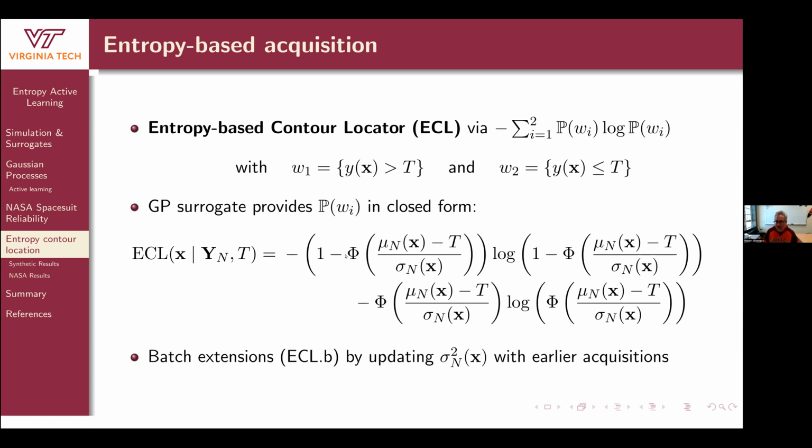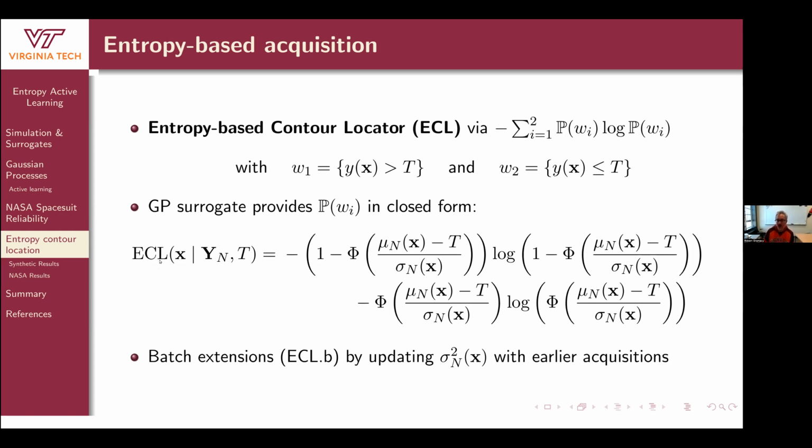And in this case, the capital phi is the cumulative distribution function of a Gaussian distribution, or the error function, if you will, of a Gaussian distribution. So I can evaluate entropy in closed form, and we've called that ECL for entropy-based contour locator.